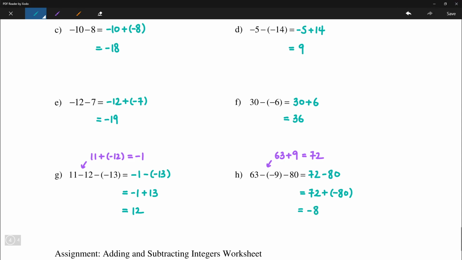Okay, so that is how to add and subtract integers with and without models. And that's it for today, so thank you for listening.